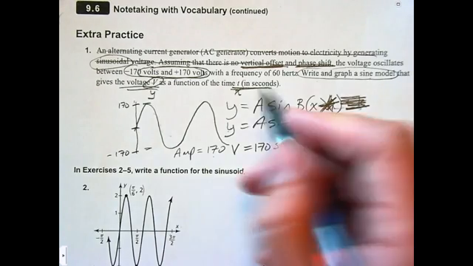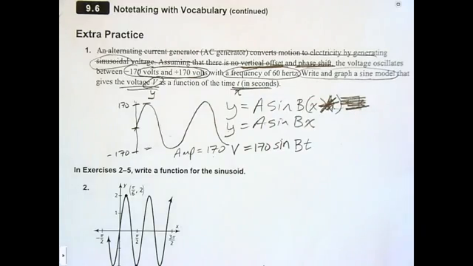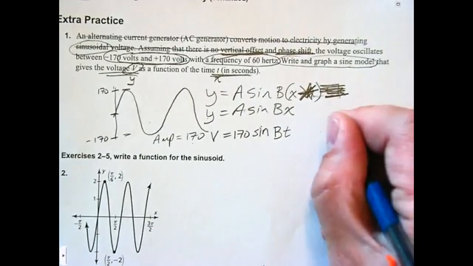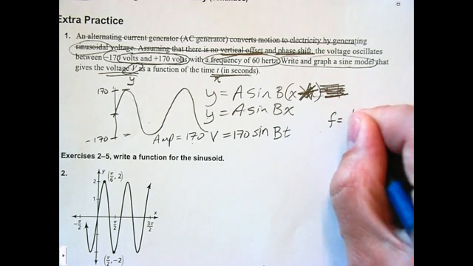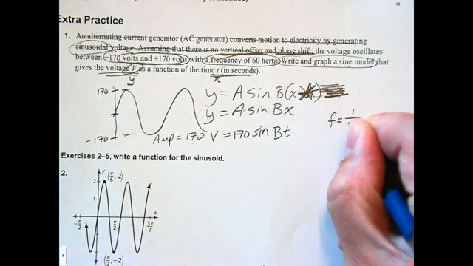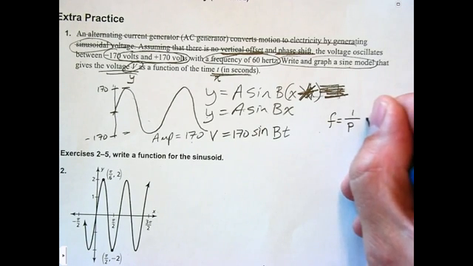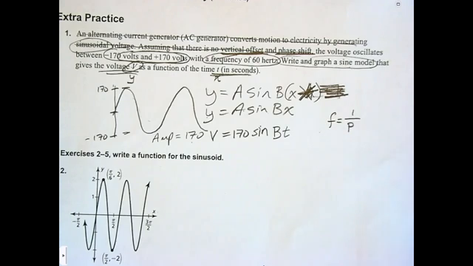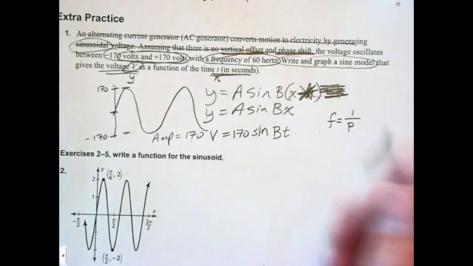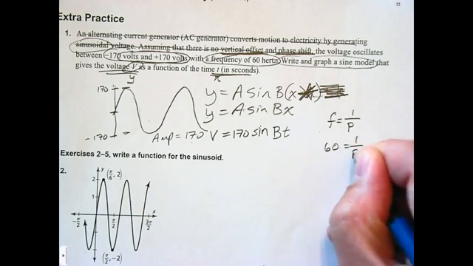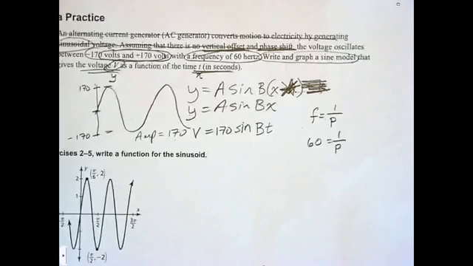From there, the only thing we have not used is our frequency. Now our frequency, remember, is equal to 1 over the period. And if we know one of these two variables, we can find out the other. So we know the frequency is 60. That's 1 over p. Now why would I want to know p?